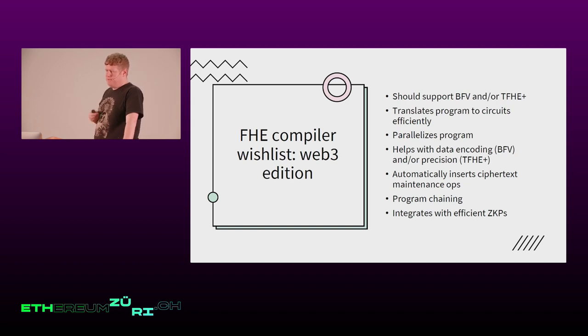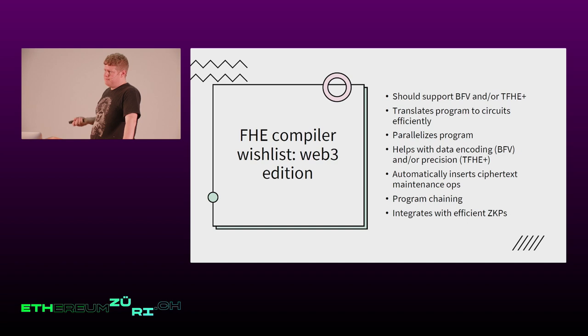So, if you want to build a compiler for Web3, it has to do a number of things. It has to support BFV and TFHE, because these are the two schemes that are useful in Web3. It has to build fast circuits, and then you need a runtime that can efficiently run the circuits, so using multi-threading. You need data types, so users aren't playing directly with polynomials, and you need efficient mechanisms under TFHE so that people can play with integers. You need to automatically insert ciphertext maintenance operations such as relinearization, because you don't want to have to explain to a developer what relinearization is.